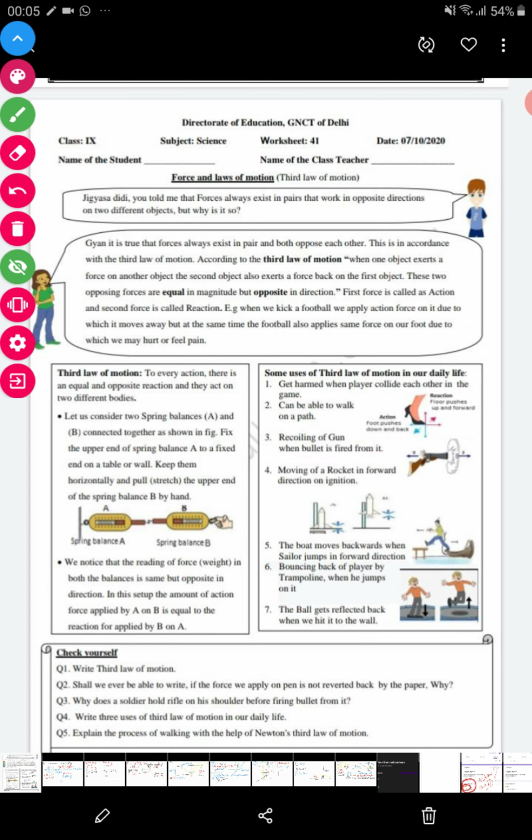Okay, and this is all about your today's worksheet. I hope you understand it.